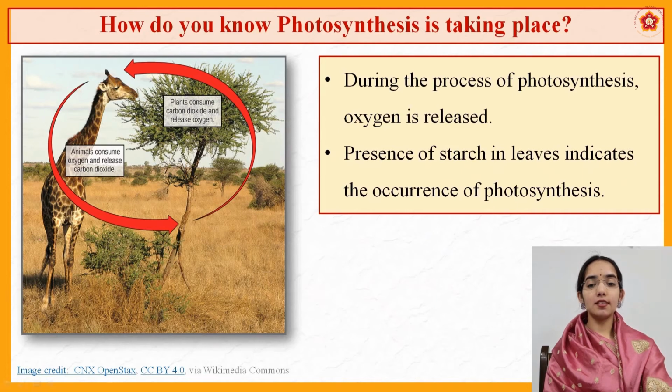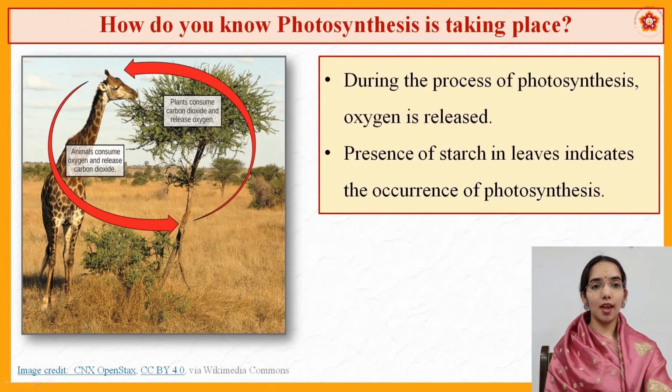Don't you think that it's such a beautiful cycle that God has created? We take in oxygen, which plants have released. And once we take in oxygen, we release carbon dioxide, which plants will take in. And this cycle keeps on going and going. And this is how life exists on earth. It's such a beautiful cycle, right?